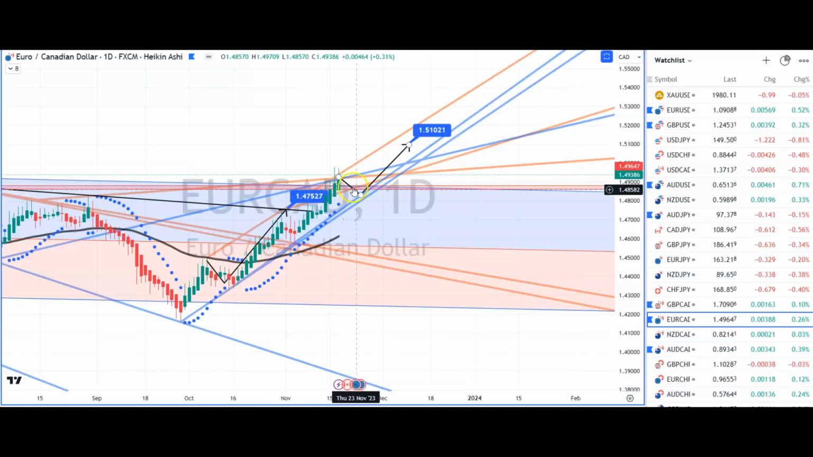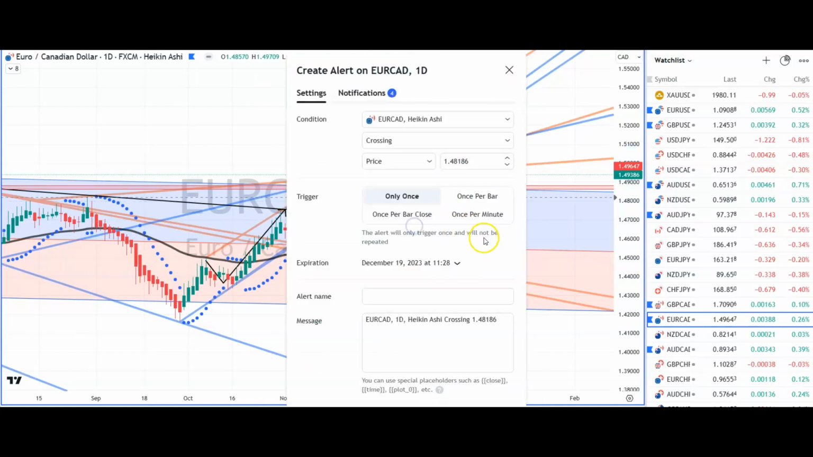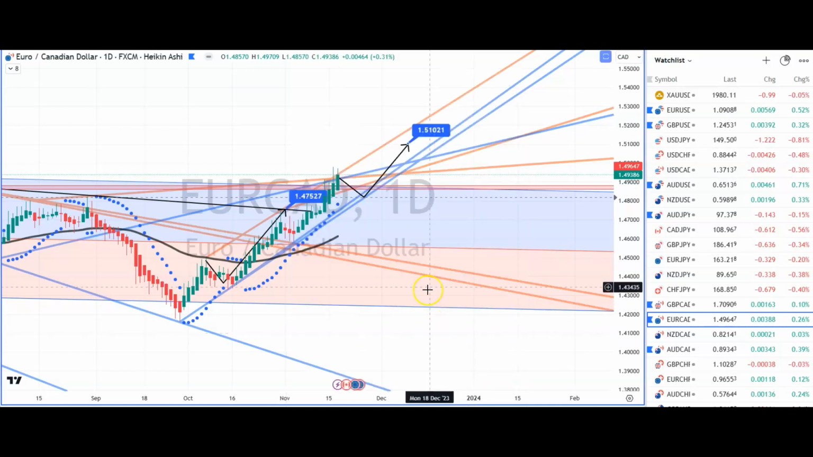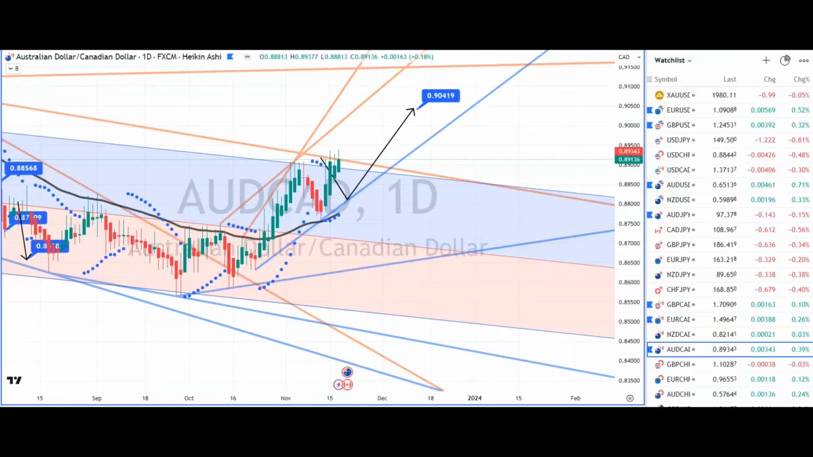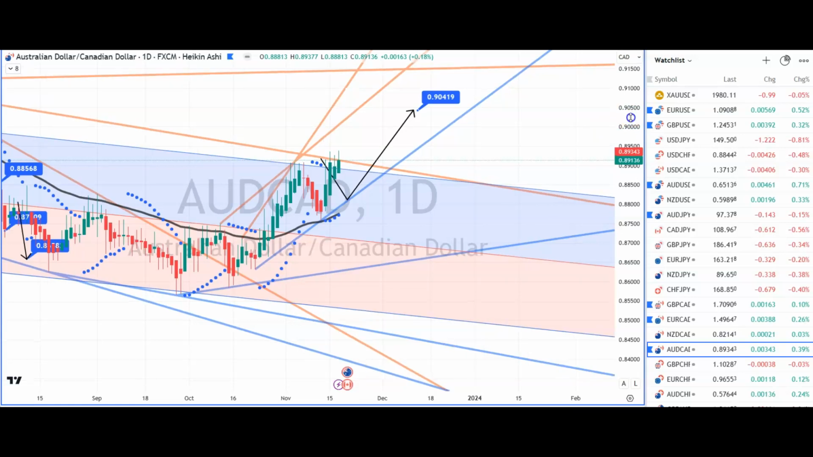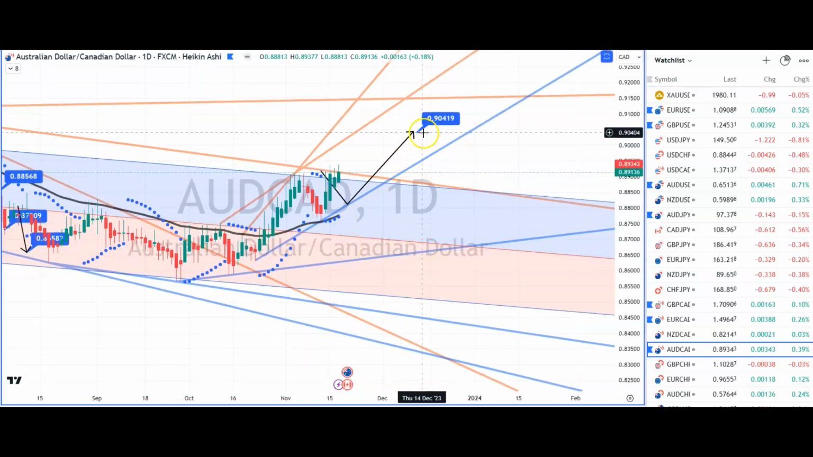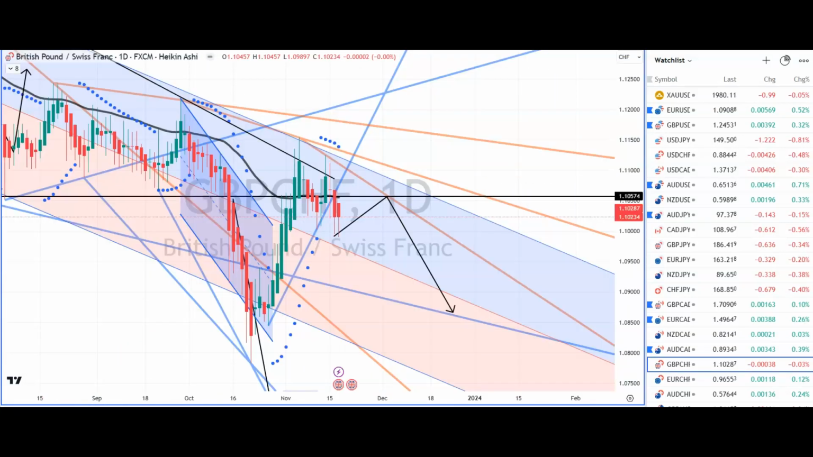A pullback is highly likely down to 148.34, and then it may come in a bit deeper, but that trend line will probably hold on. May come in a bit deeper there. We'll keep an eye on that. Let me put an alert there as well, and I'll throw that into the VIP room. And target is 151. Aussie Canadian, exactly the same. They're doing all the same things. So take your pick. Target 90.41.